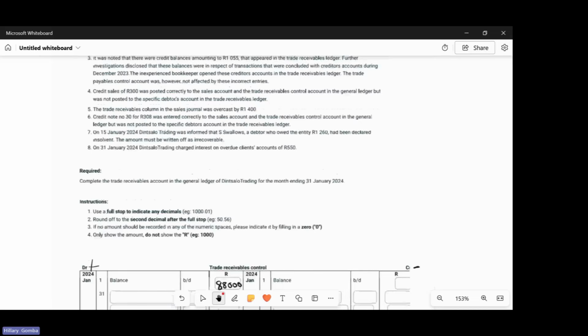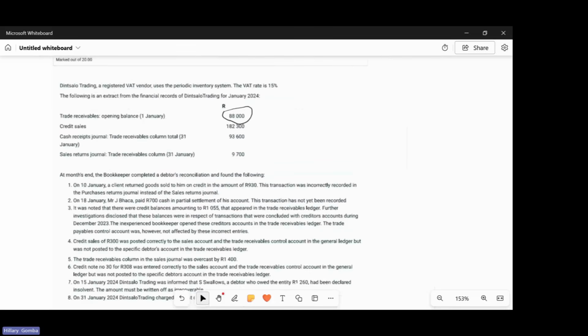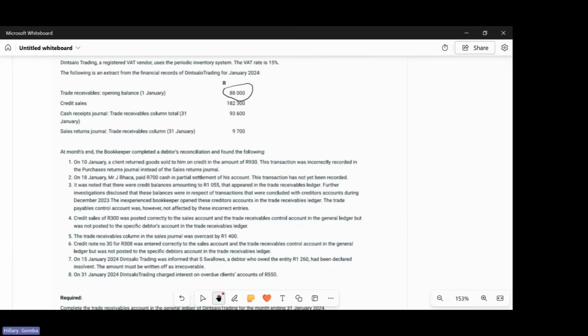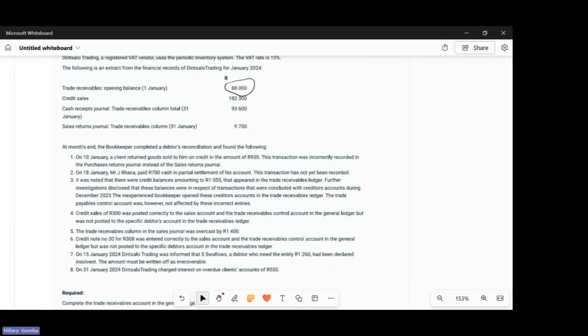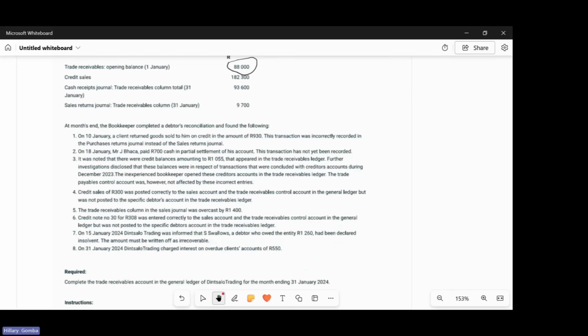They told us that we had credit sales of 182,300. I think the easiest thing that we can do is go through the additional information and solve it as we go. I think it's much easier. So let's start off with additional information number 1.